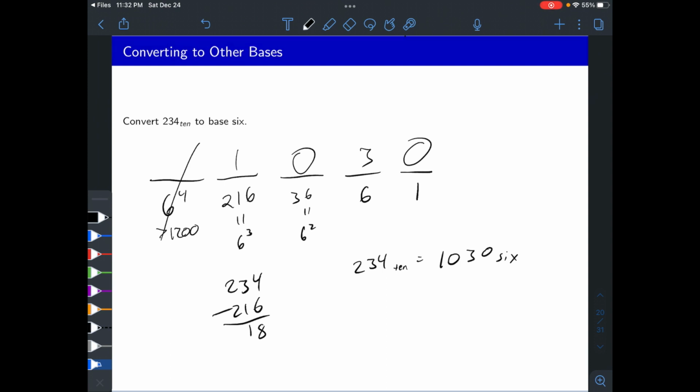You could always check your answer from this. So if you're comfortable with converting from base 6 to base 10, this would be one group of 6 to the third plus 0 groups of 6 squared plus 3 groups of 6 plus 0 groups of 1. If you add those together, this would be 216 plus 0 plus 18 plus 0, which is indeed equal to 234, which is the number that we started with. So it's just a good way to check your work. But indeed, 1030 was our answer.